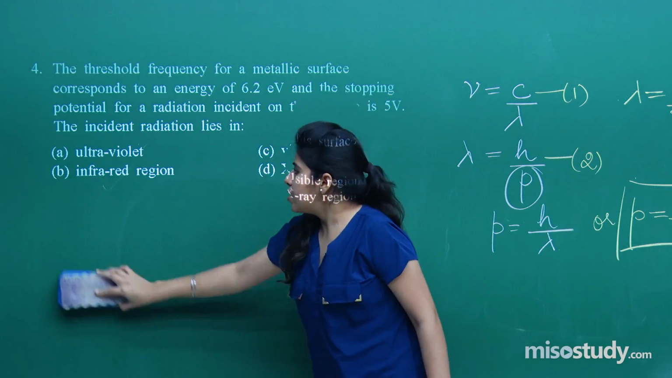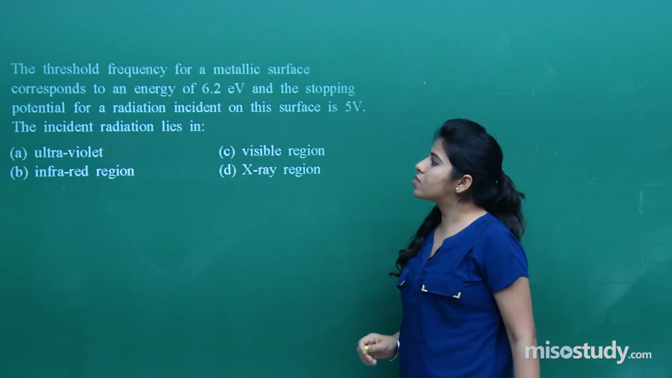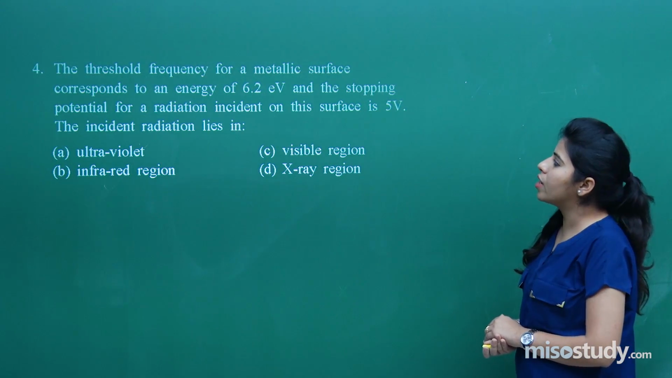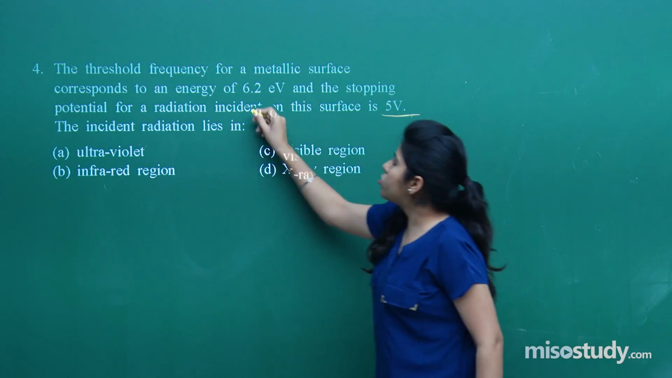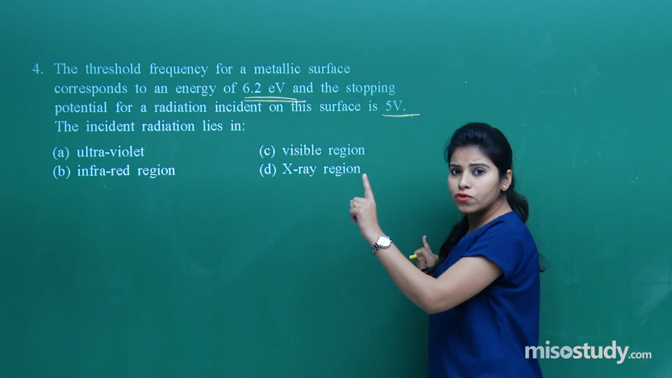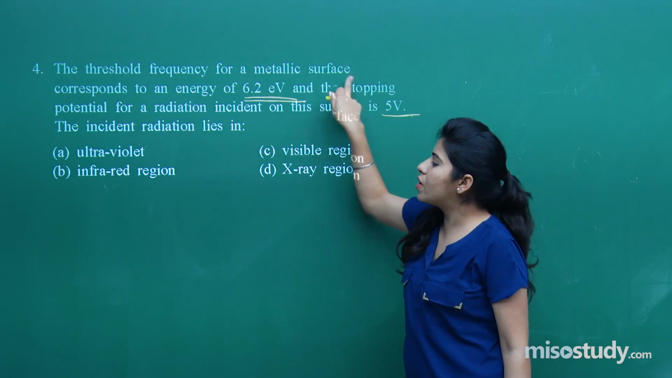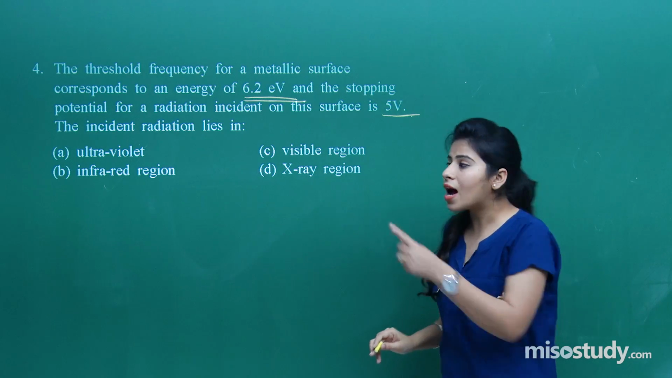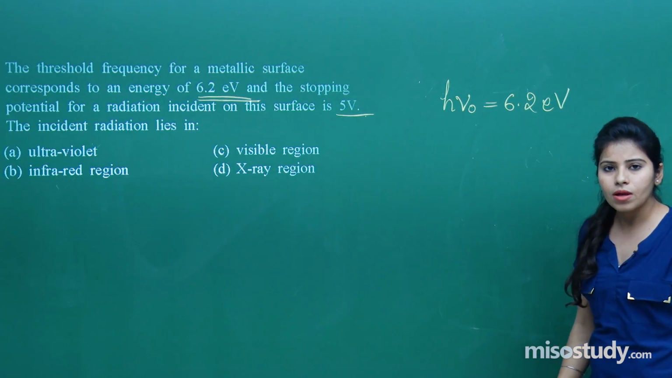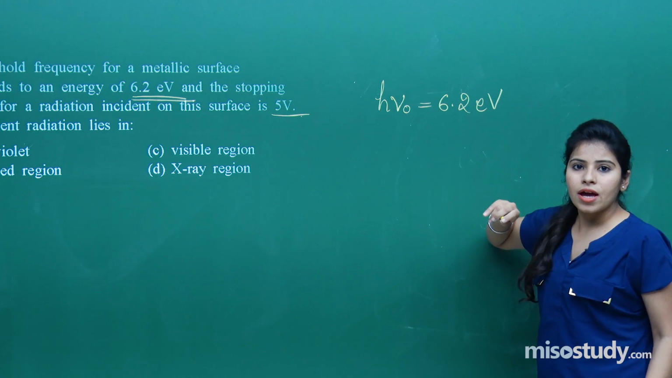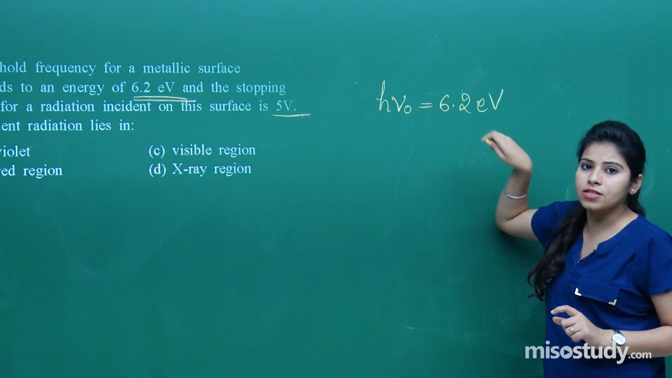All right. So the next question says that the threshold frequency for a metallic surface corresponds to an energy of 6.2 electron volt, and the stopping potential for a radiation incident on this surface is 5 volt. Now just see what are the two things that have been given. First of all, what you have to notice in this question is that the threshold frequency for a metallic surface corresponds to this energy. That means I can write this energy as h nu naught equals 6.2 electron volt, because the threshold frequency is nu naught, and this threshold frequency corresponds to this much energy. So I can write h nu naught equals this.